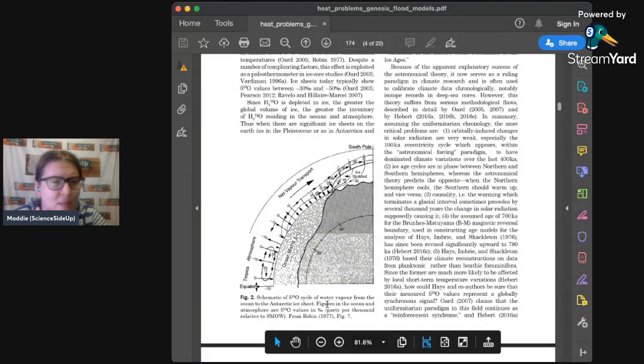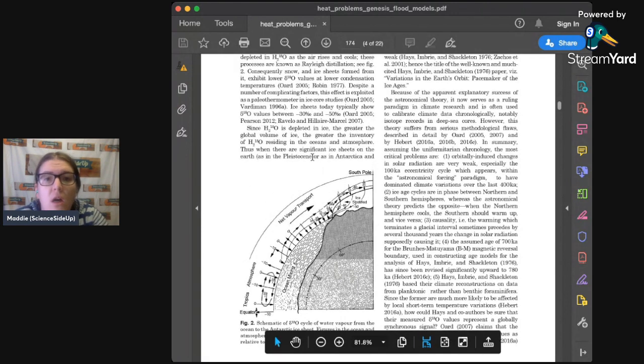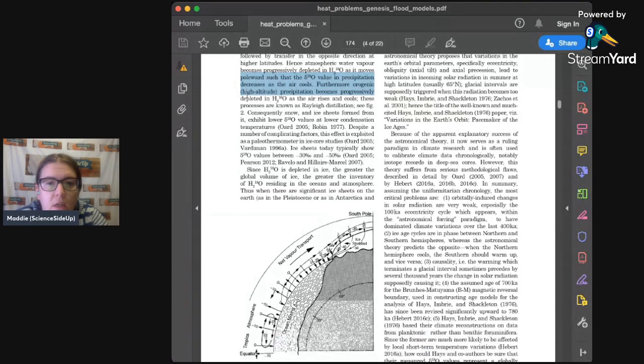So he's not being deceptive or anything here. This is just how this works, which is pretty cool. I've never read this in depth before. Okay, so snow and ice sheets formed from this depleted oxygen 18 water exhibit the lower oxygen 18 values at lower condensation temperatures. Despite a number of complicating factors, this effect is exploited as a paleothermometer in ice core studies. Yeah, so this is all the theory behind how we reconstruct temperature profiles from ice cores.